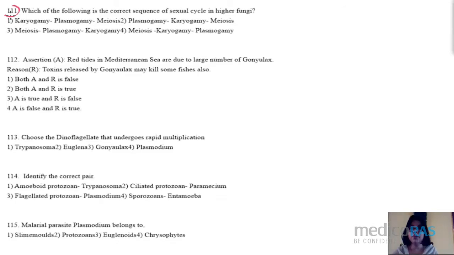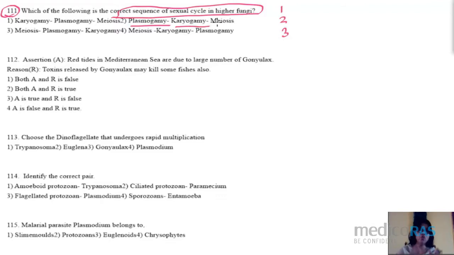So now question number 111, you can see they are asking about the correct sequence of the sexual cycle in fungi. You have this answer in NCERT. They have written 3 steps, right? Under that, plasmogamy means you first fuse the cytoplasm or plasma. Then you go for karyogamy. Karyogamy means nucleus fusion also, right? These are under the karyogamy process, and after that meiosis will happen and then spores will be formed.